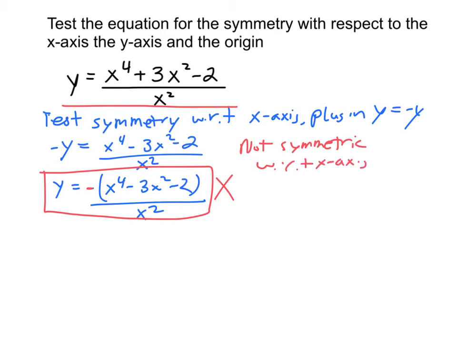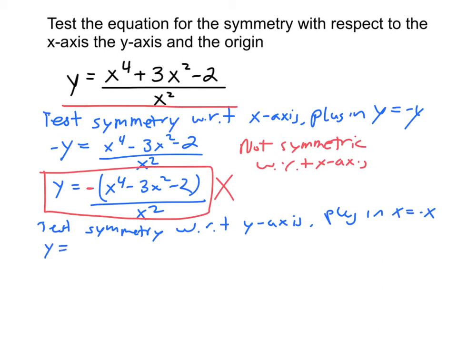Now let's do the test with respect to the y-axis. To do this, you're going to plug in x equals negative x. So I have y equals negative x to the fourth power plus 3 times negative x to the second power minus 2, divided by negative x to the second power.